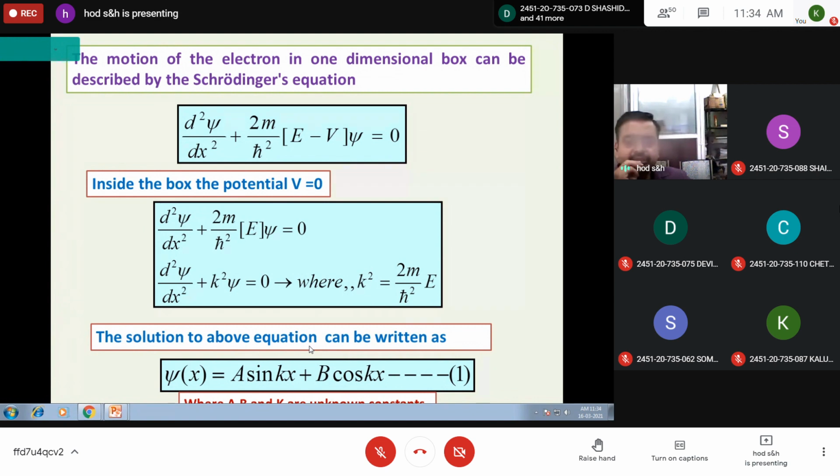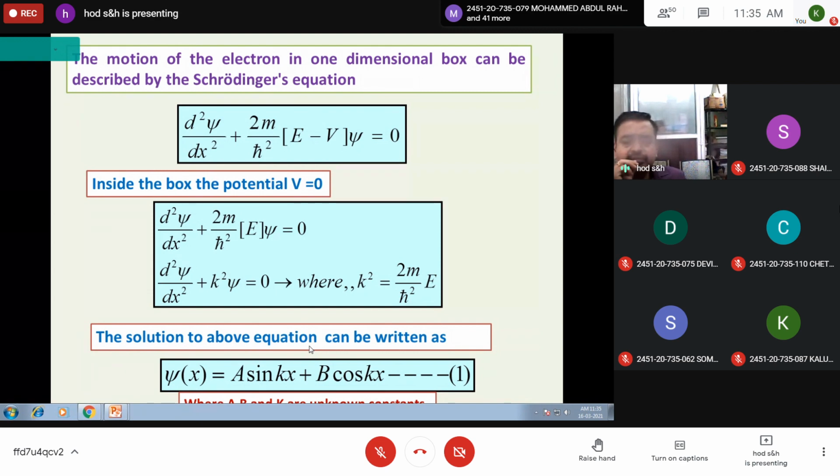From the Schrodinger time independent equation, we have ∂²ψ/∂x² + (2m/ħ²)(E − V)ψ = 0. But from the boundary condition, inside the box the potential V is equal to 0. Therefore, putting V equal to 0, it becomes ∂²ψ/∂x² + (2m/ħ²)Eψ = 0.